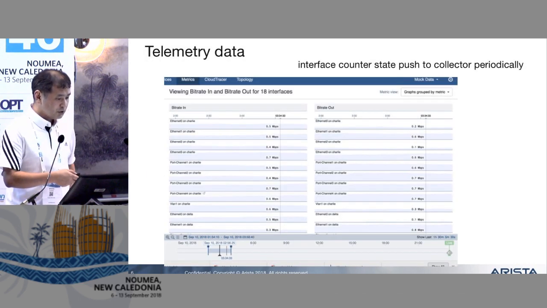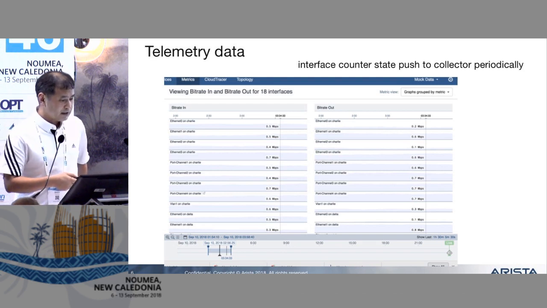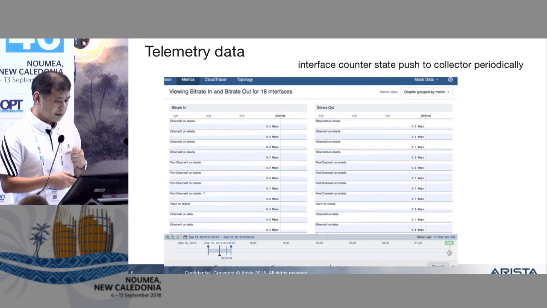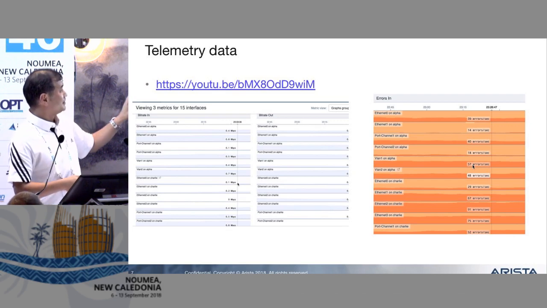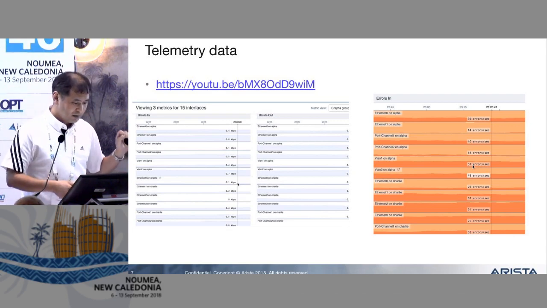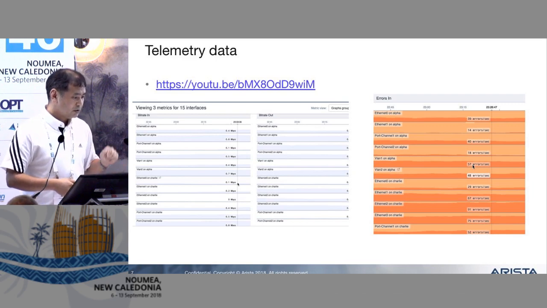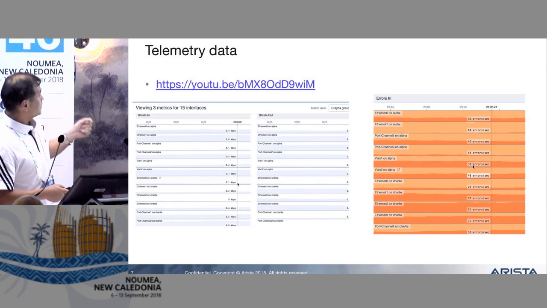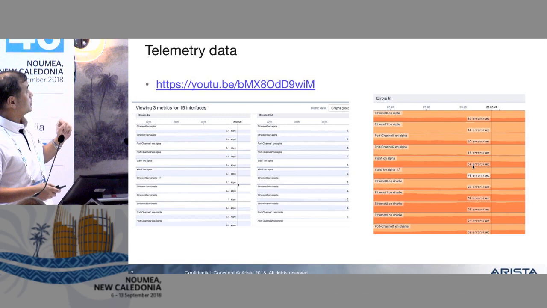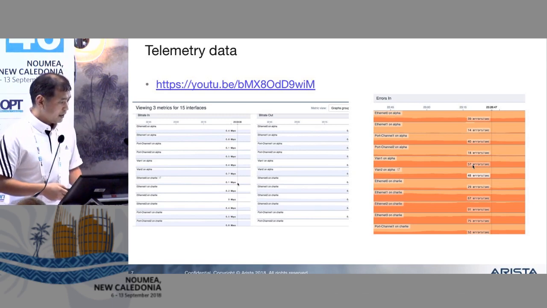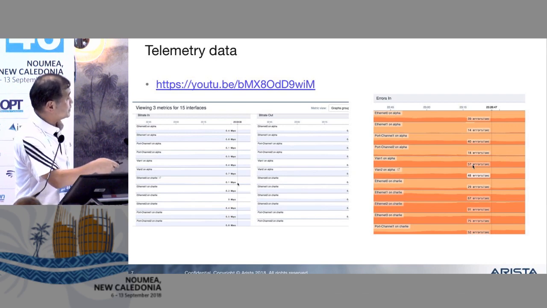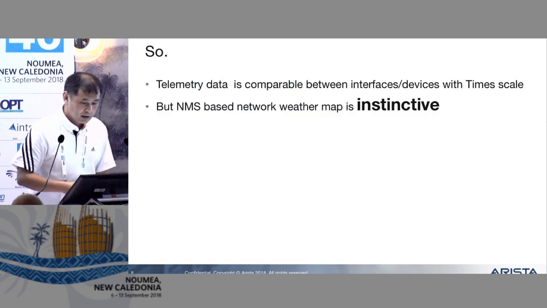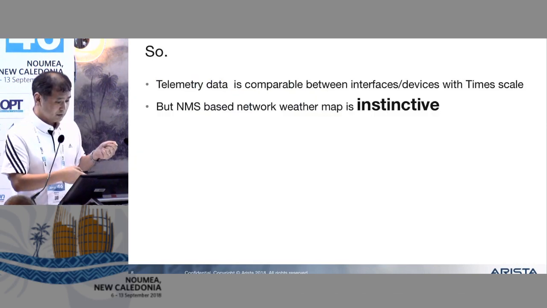And this is telemetry data. Telemetry is interface counter state pushed to the collector periodically. I'd like to add animation to the slide, but the size of the presentation is limited. So I uploaded my animation to YouTube. If you'd like to check it, you can see what the telemetry data is. And the telemetry data can be compared between interfaces and devices, and also it has time scaling.